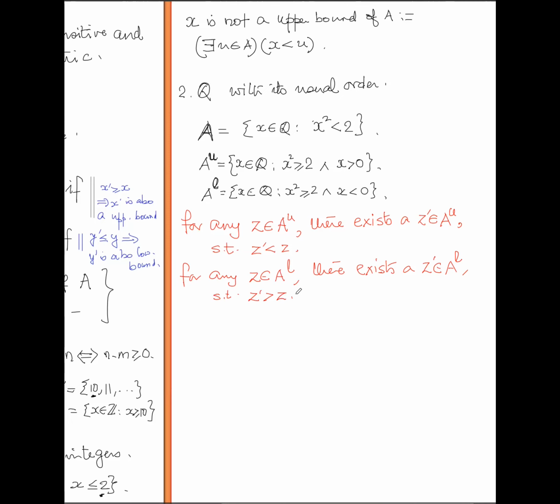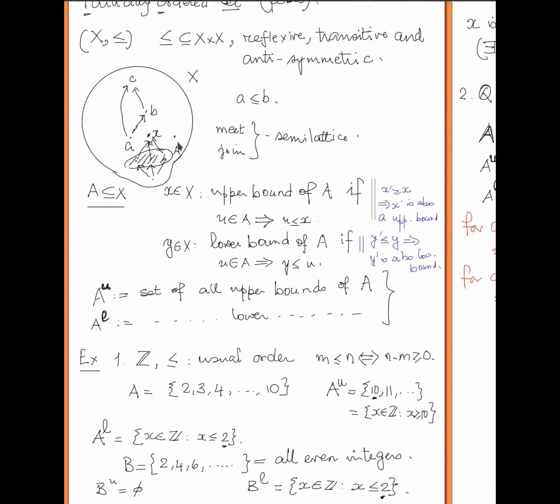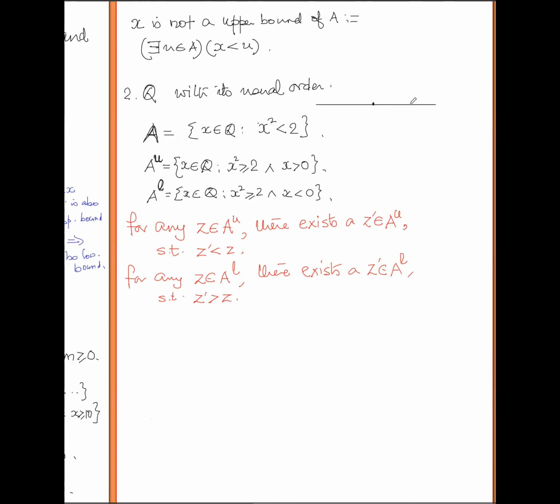So the picture is, we usually draw the rational numbers on a line, because any two rational numbers are comparable. We don't have a situation like this point, which is not comparable. So if we take 2 over here, then minus 2 is here, and somewhere in between is this set.